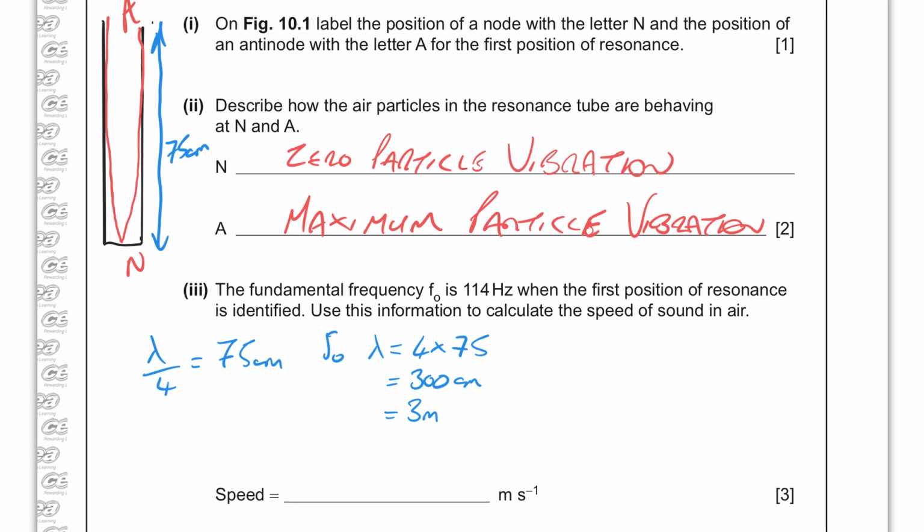And so if we multiply 75 by 4, we get the actual value of lambda, which turns out to be 3 meters. But we also have F0 here, and so we can use V equals F lambda to find the speed of sound. So 114 times the 3 meters. And so we get 342 meters per second.